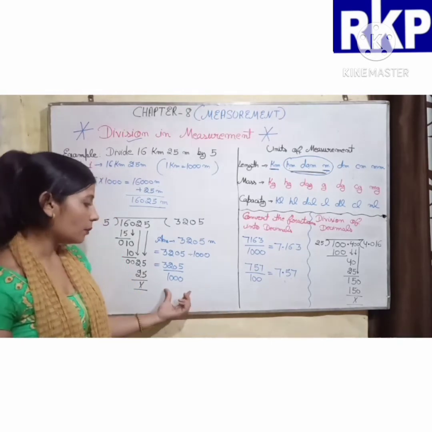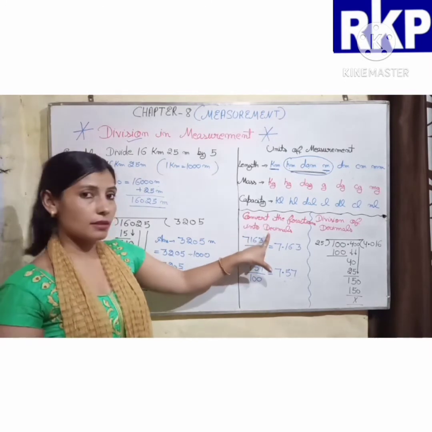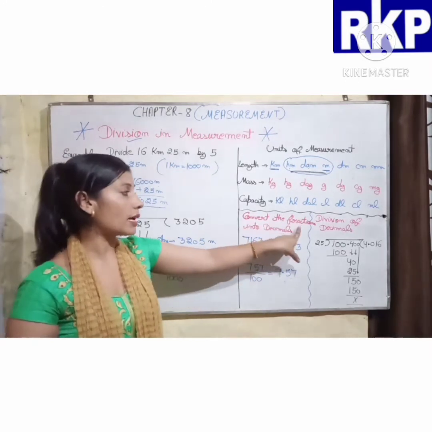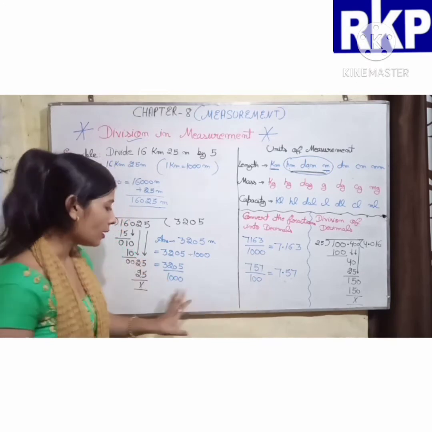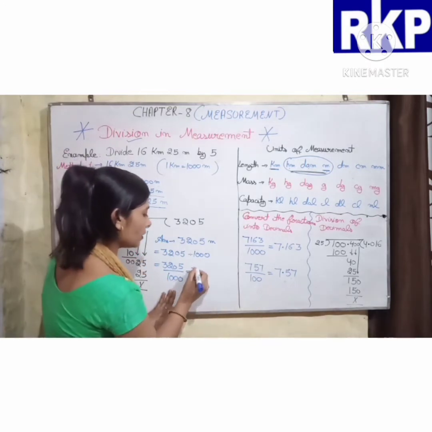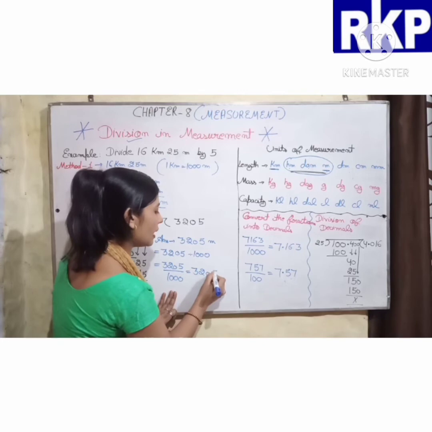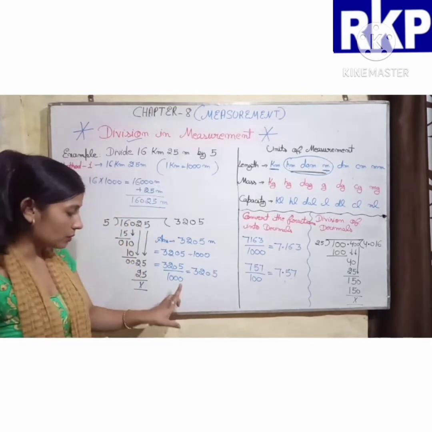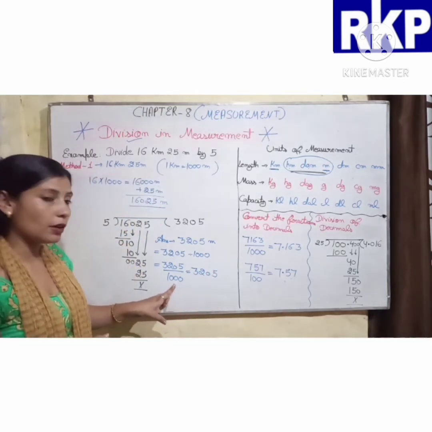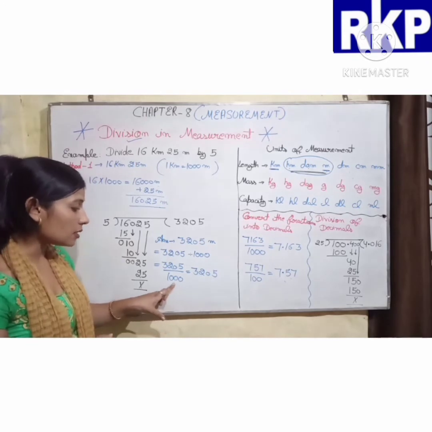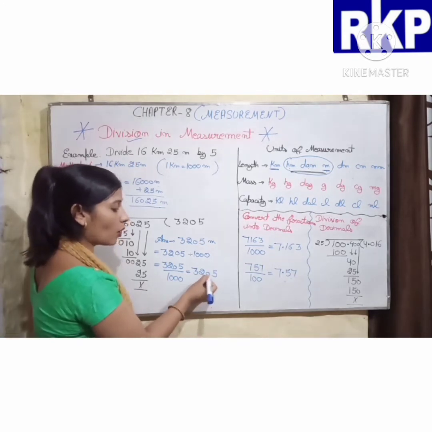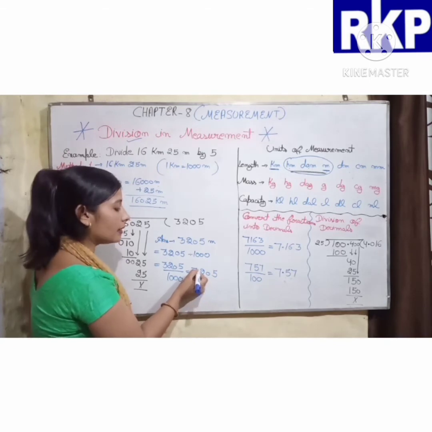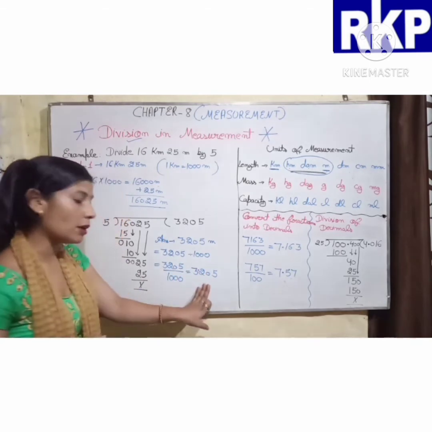We have already discussed how we can convert a fraction into decimals. You can see here. First write the numerator as it is, and now see the zeros in the denominator. Here we have 3 zeros, so we have to leave 3 digits from the right side, and then we put the decimal point.